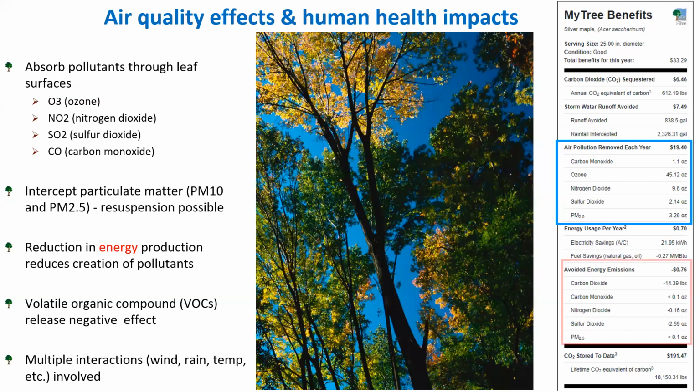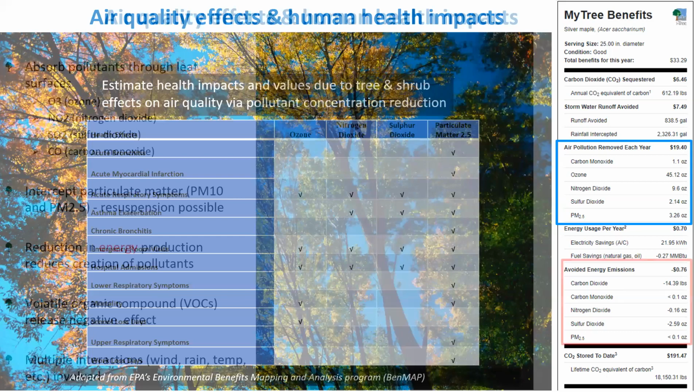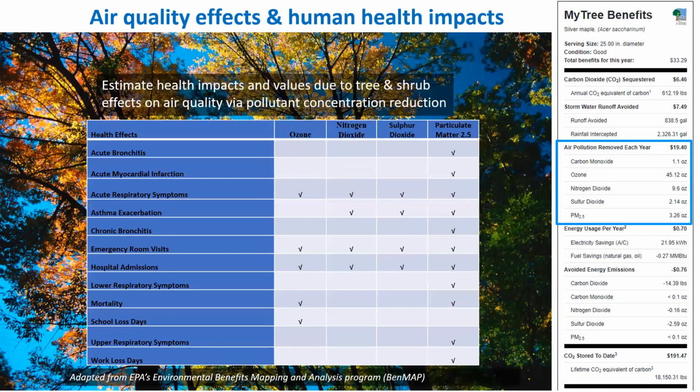So what we've decided is we estimate health impacts and values due to tree and shrub effects on air quality based on pollutant concentration reduction. We look at these health effects: respiratory symptoms, hospital admissions, mortality rates, and each of these pollutants causes these adverse health effects at different rates. So by reducing that pollution, they're also going to reduce the monetary value associated with it. That's how we apply the monetary value to pollution for energy emissions as well as the air pollution removal.